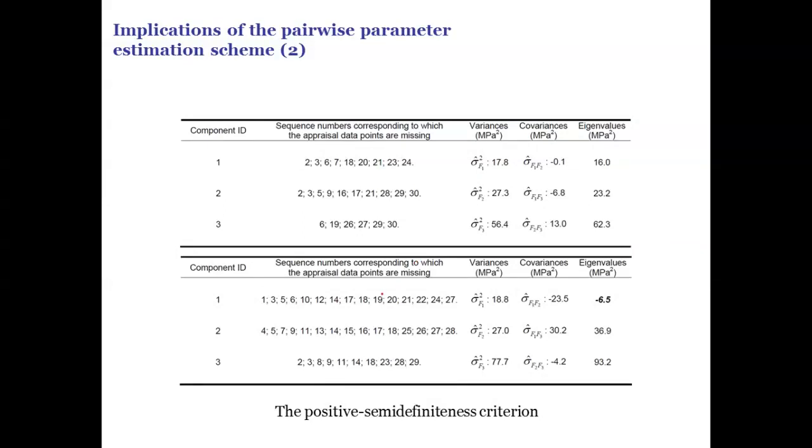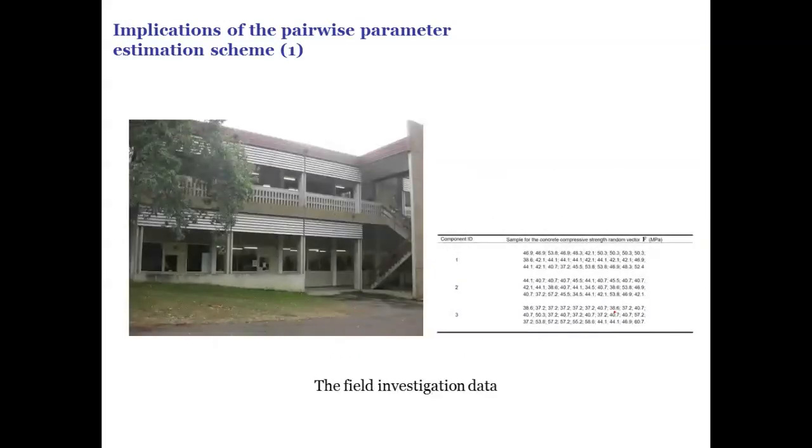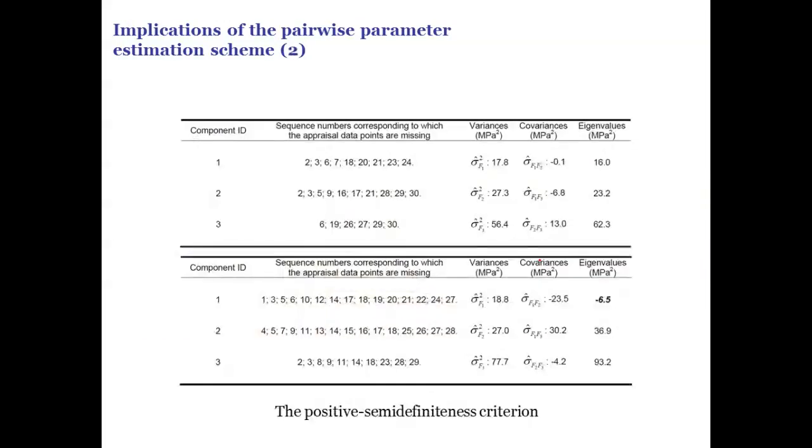But if we consider another scenario, another example, with the same appraisal data, if these observations are missing, and these observations are missing, and we use the pairwise parameter estimation scheme, this will give us a negative eigenvalue for the covariance matrix, which makes the subsequent damage prognosis procedure intractable.